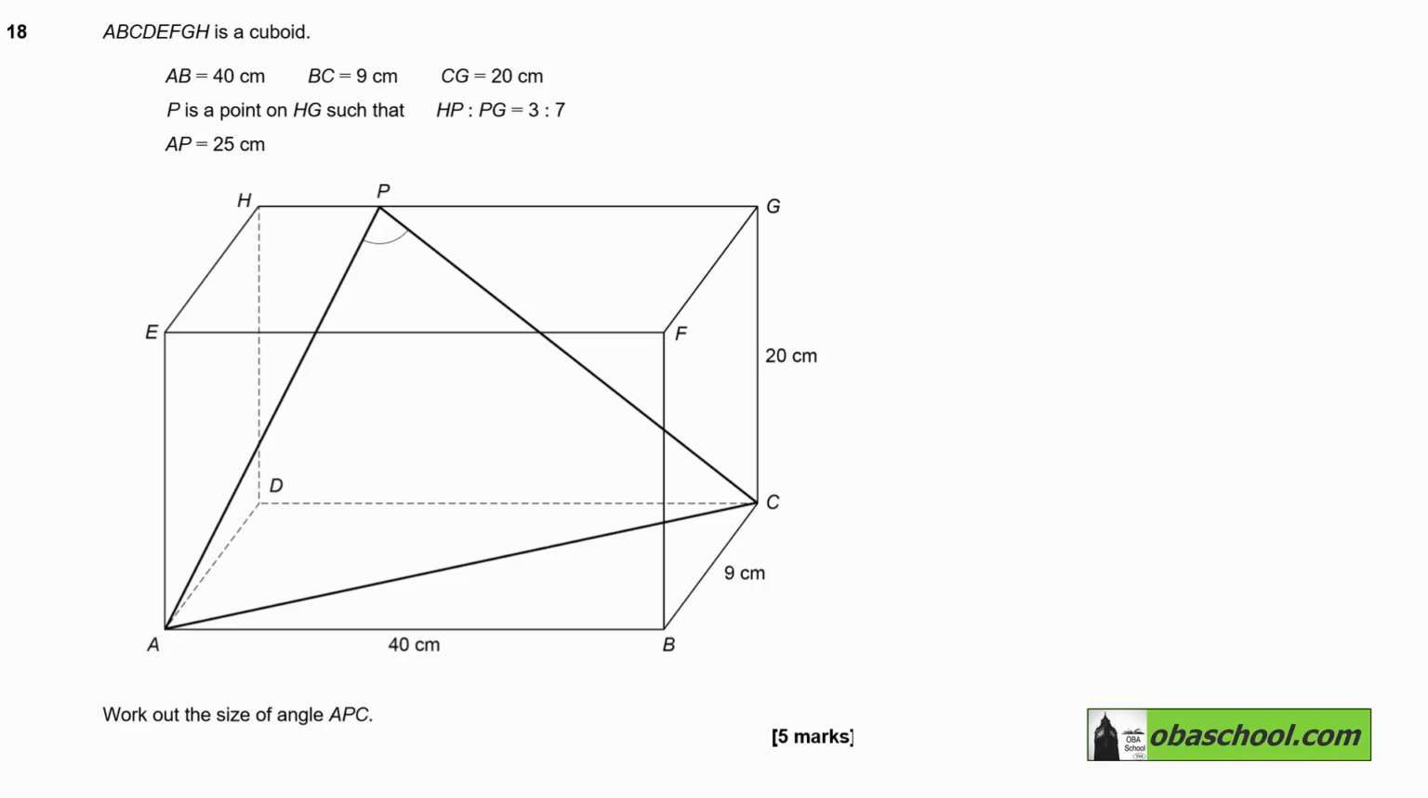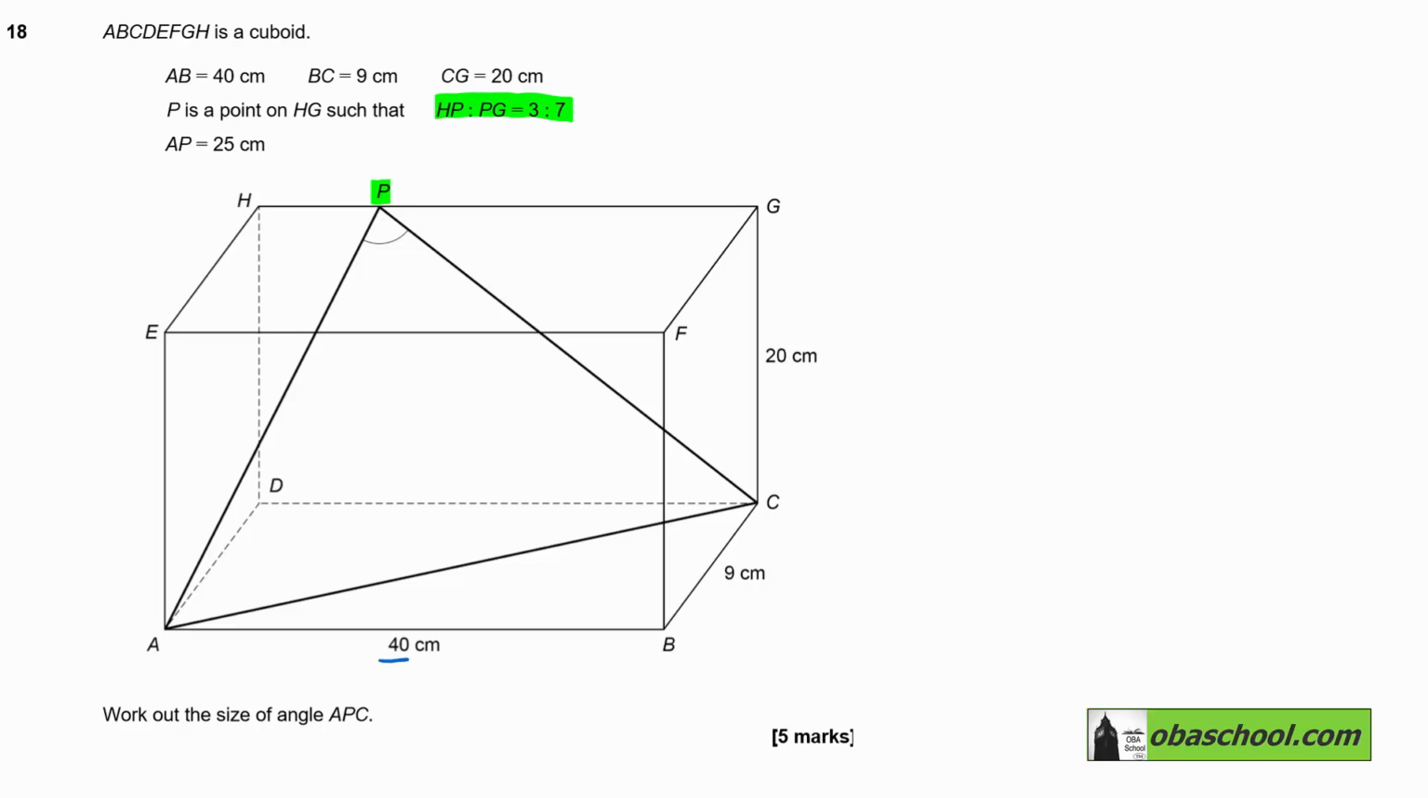ABCDEFGH is a cuboid, as we can see in the diagram. Also on the diagram, AB is 40, BC is 9, CG is 20, and P is a point on HG. We can see P here, and it's on the line HG, such that HP to PG is 3 to 7. That's the ratio of the split. So let's deal with that.